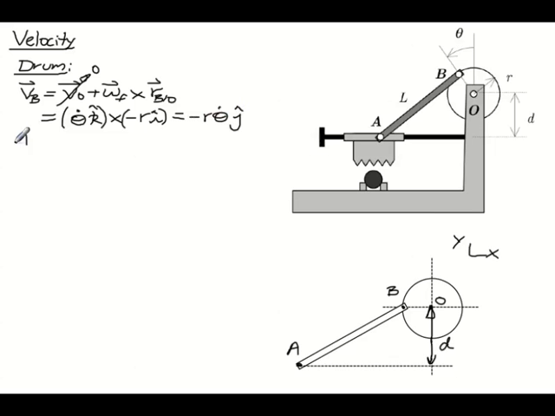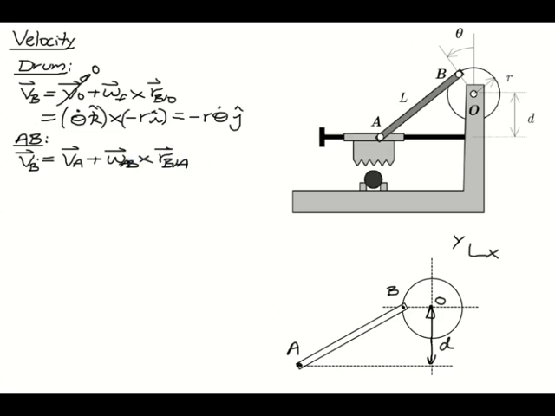Now for coupler AB, we're going to write down the same kind of equation and say that velocity of B is equal to velocity of the other end, A, plus the angular velocity of the coupler AB crossed with the vector which goes from A to B.